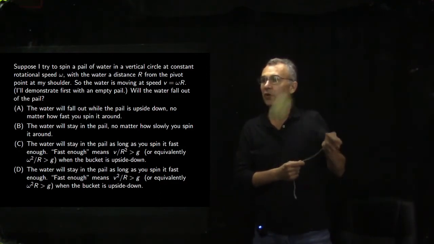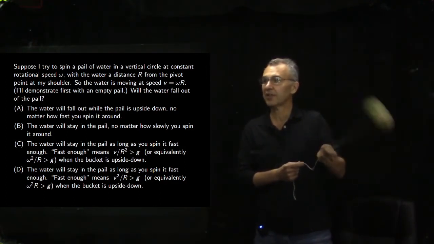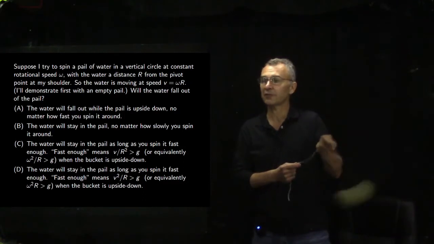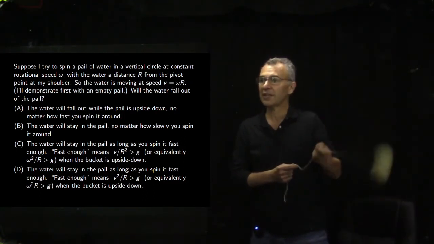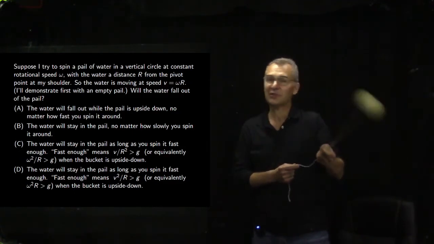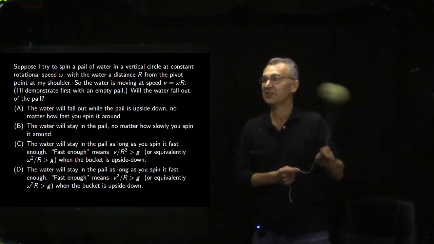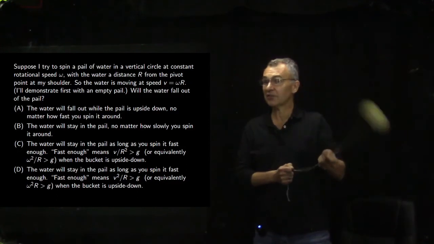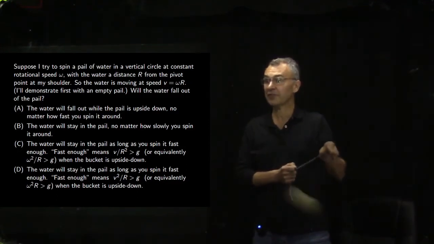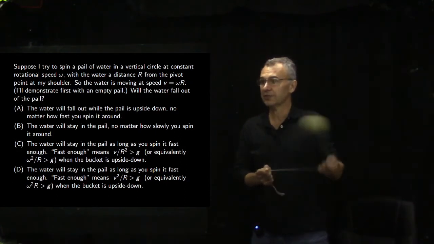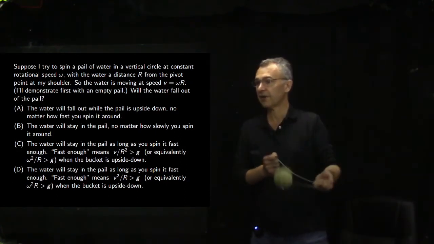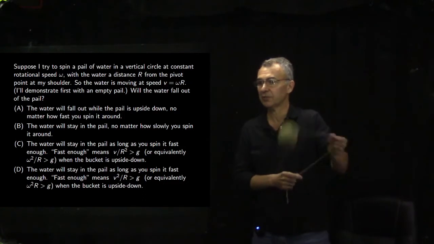A, the water will fall out while the pail is upside down, no matter how fast you spin it around. B, the water will stay in the pail no matter how slowly you spin it around. I think B might be true if it were frozen in the form of ice. C, the water will stay in the pail as long as you spin it fast enough. Fast enough means v squared over r is bigger than g, or equivalently, omega squared divided by r is bigger than g when the bucket is upside down.